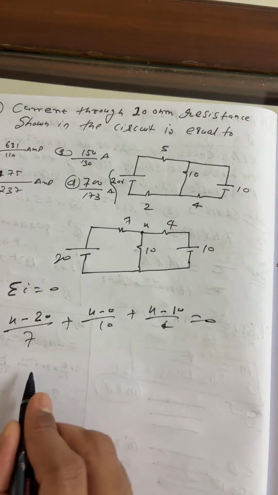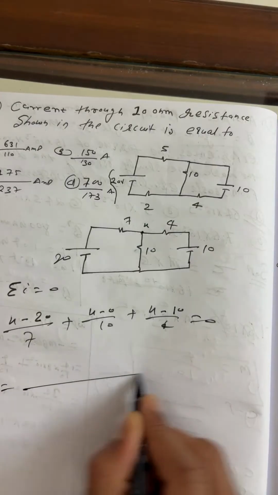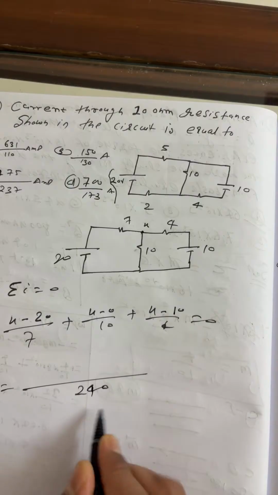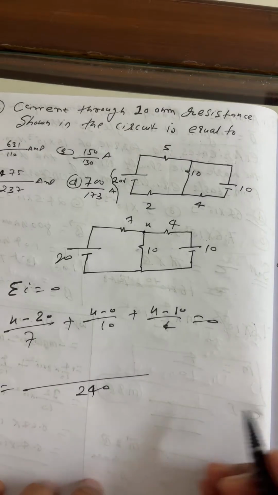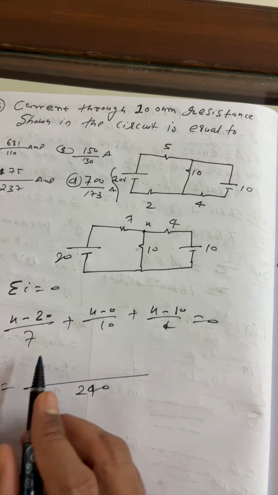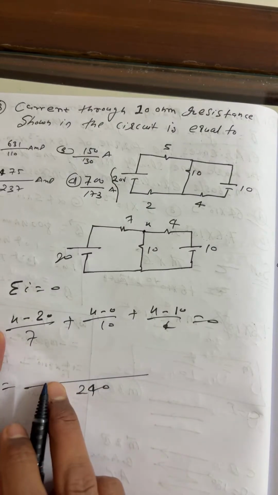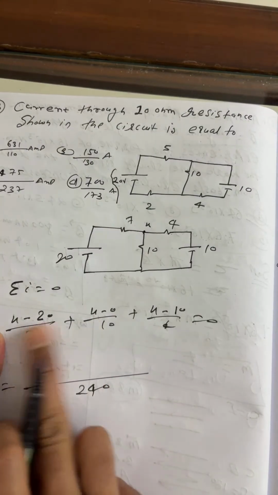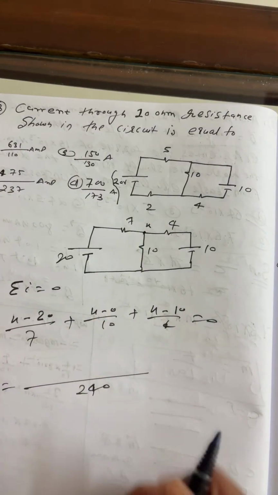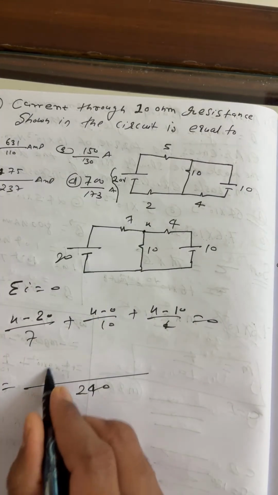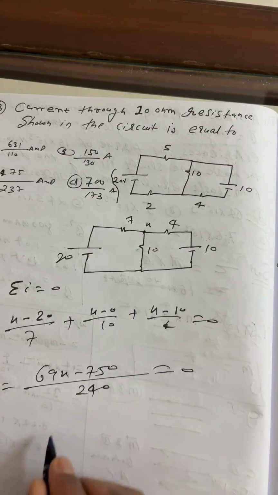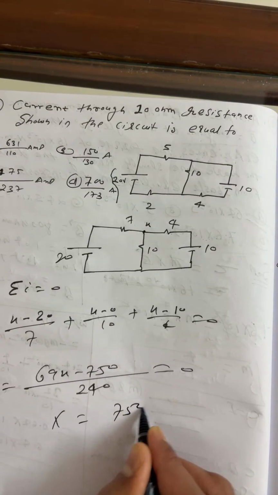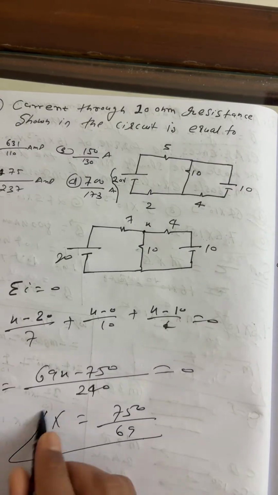Just take the LCM here. How much will you get? You can solve here. This is 240. So finally, solving further, 240 means this is 20x, this is 24, 44, 25. I will get finally 69x minus 750 is equal to 0 here. So x will be 750 by 69.